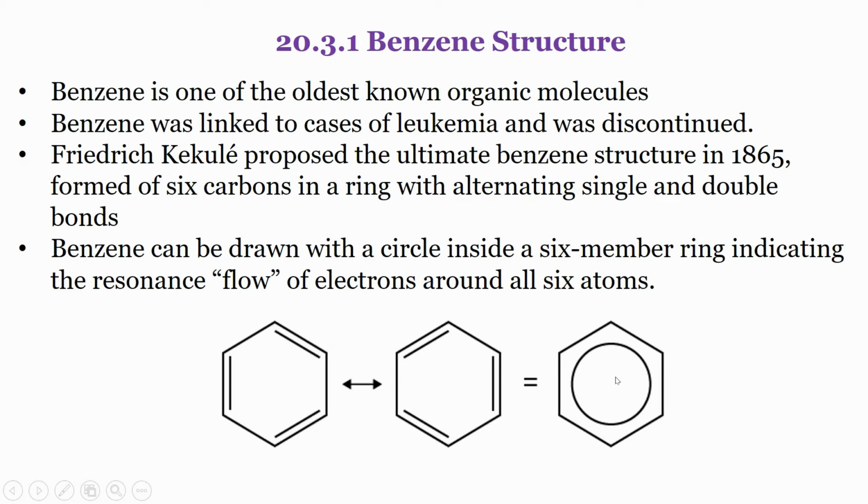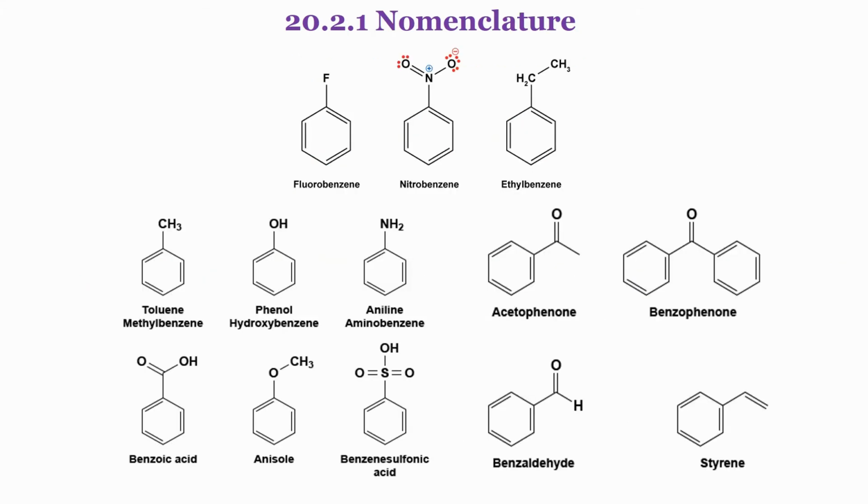So we should even just draw a circle in the ring, because we can't tell where the pi bonds are. They are resonating. That makes the bond length between that of a single bond and a double bond, because it's a hybrid. So benzene is highly conjugated, and it's a ring. Those are the first two rules that you need to know for finding aromaticity. Okay, so nomenclature.